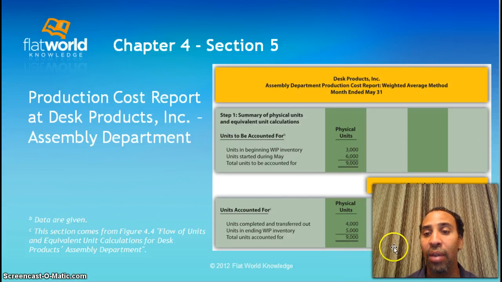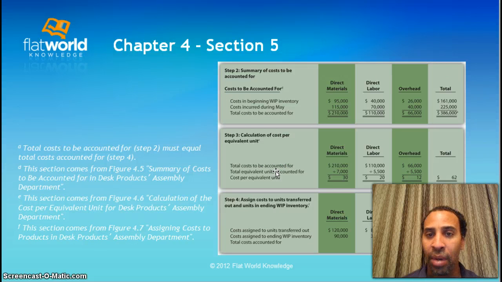In total, 7,000 in direct materials, 5,500 direct labor, and 5,500 for overhead. And in the bigger grid with all of the other information that we accumulated, the summary of cost to be accounted for: cost in beginning work in process inventory, 95,000, 40,000, 26,000. Cost incurred during May, 115,000, 70,000, 40,000, right? We add those up. Total cost to be accounted for, 210,000, 110,000, 66,000 equals 386,000. All of which we figured out in these grids separately, but these are just how they would look put together.